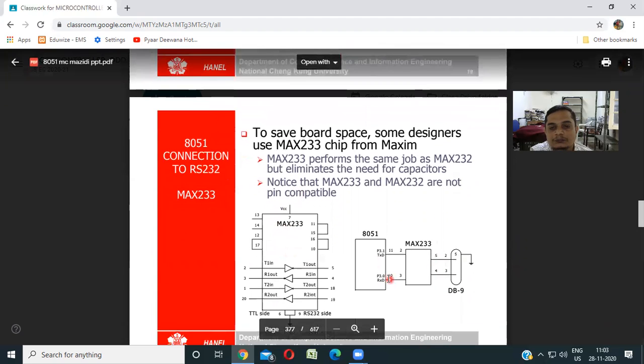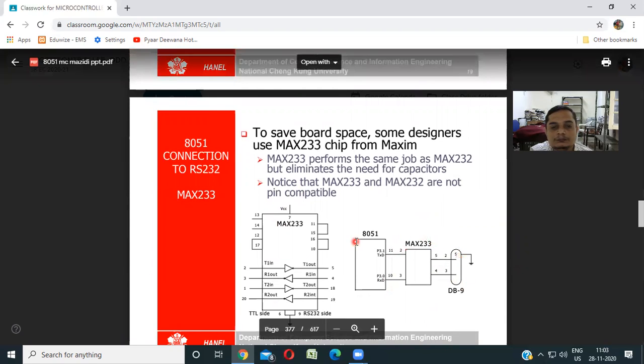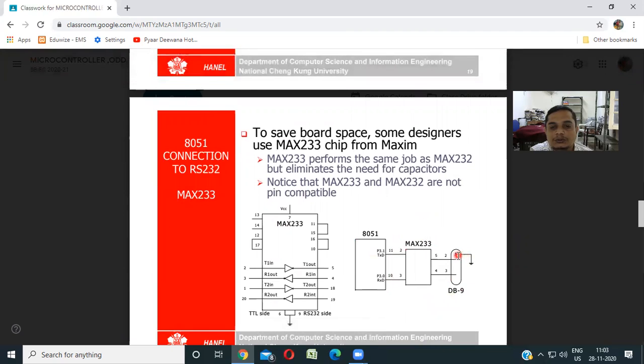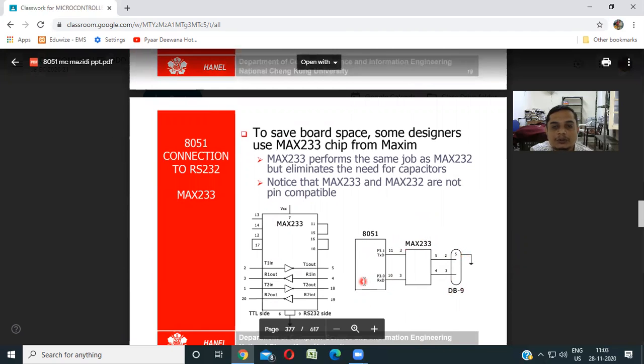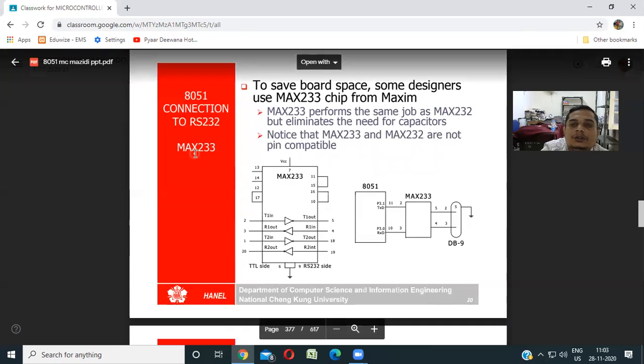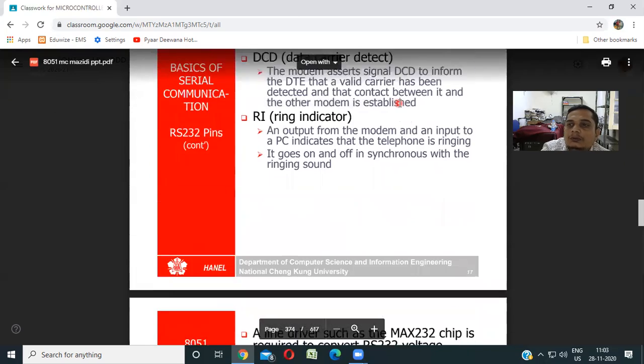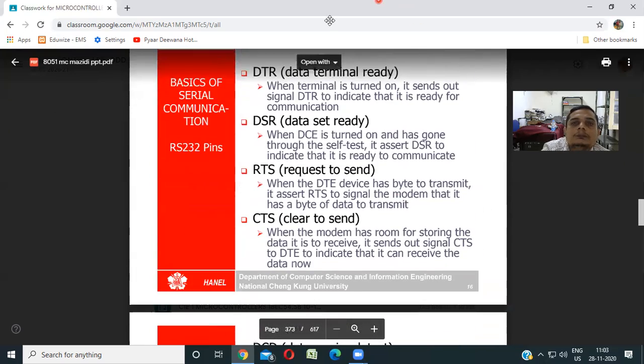Here you can see 11 and 10, again MAX 233. This is the RS232, and here we have the TTL microcontroller 8051. So remember the MAX 233 and MAX 232. MAX 233 is developed by a company called Maxim. Let us stop here.